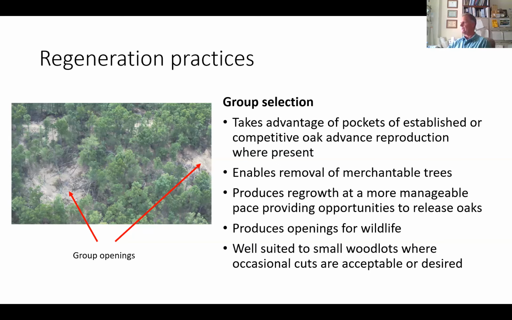There's also a lot of other benefits of group selection, including it produces nice openings for wildlife. And I will say they're very well suited for small woodlots where occasional cuts are acceptable and desired. I practice group selection on my own tree farm because of the flexibility it provides. Plus, it gives me the ability to keep a mostly forested condition on my small 40 acres of timber, but still allows for reproduction to take place. And it's working pretty well for me for oaks.